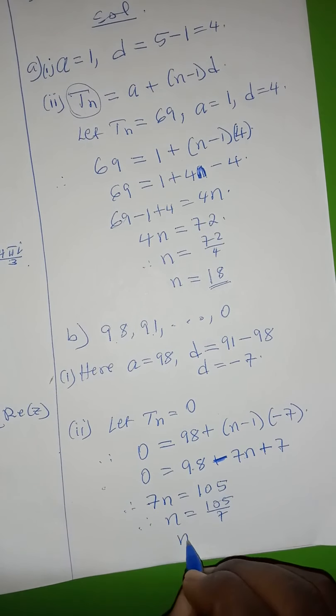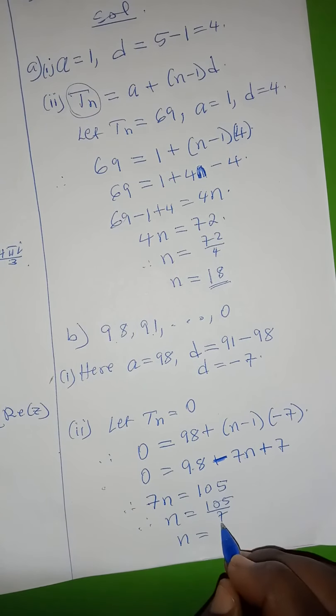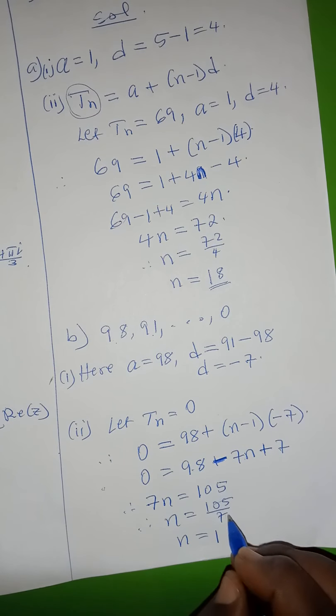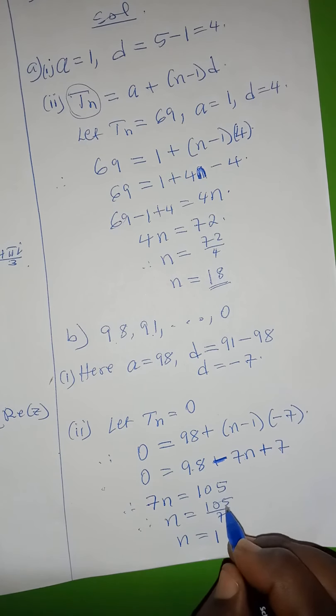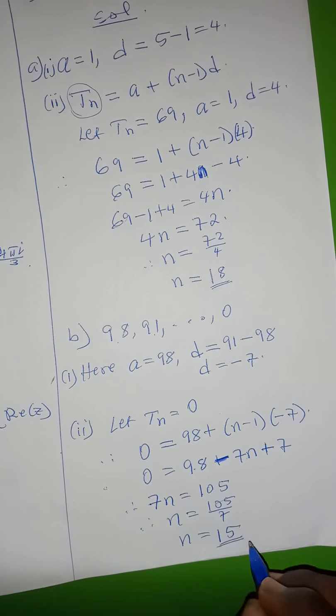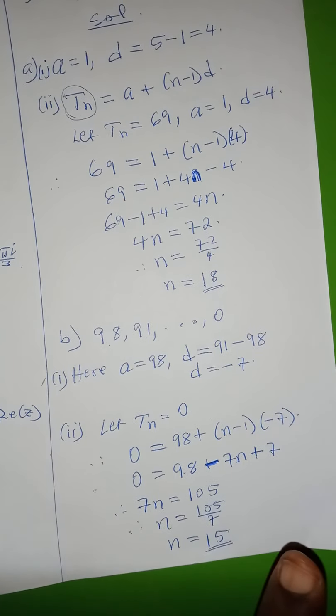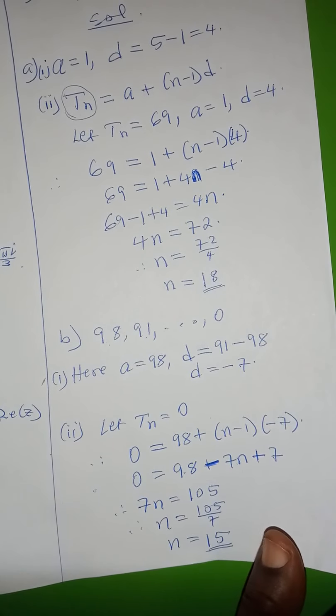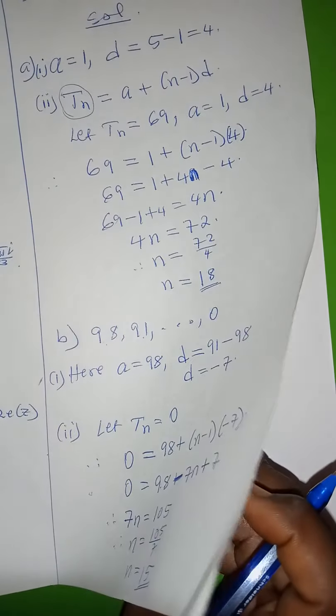So you're going to have n is equal to: 7 goes in 10 once, remainder 3. 7 in 35 is 5. So n is 15. That's it. Okay, I'll stop here. Let me just solve the last one.